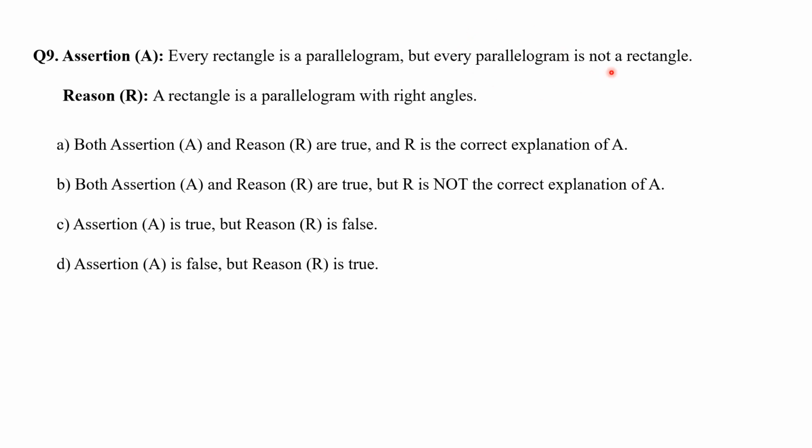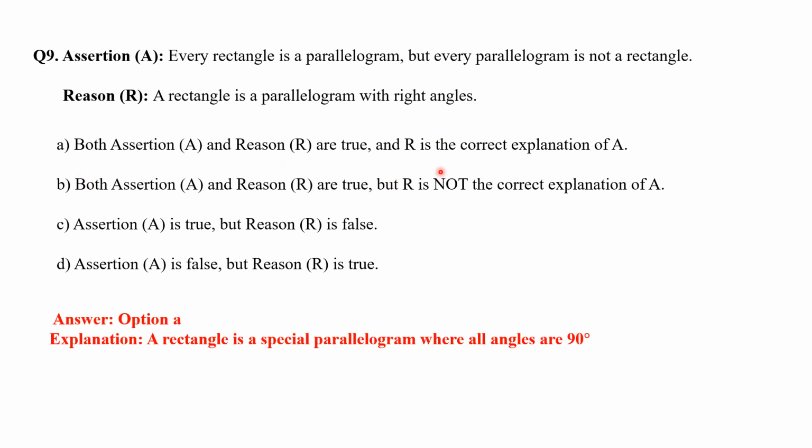But every parallelogram is not a rectangle. Yes, because in a rectangle, you can see all the four angles are 90 degree. But in a parallelogram, it is not, right? Only opposite angles are equal. So first statement is true. Now reason is given: a rectangle is a parallelogram with right angles. Yes, rectangle is a parallelogram, but it has some extra property that all the angles are right angles. So from here I can say option A is correct. Both assertion and reason are true, and reason is the correct explanation.